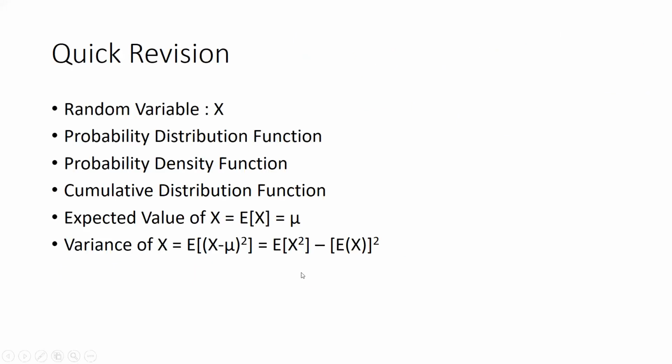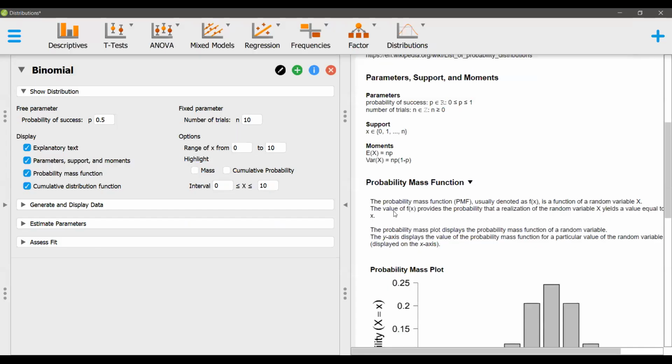So this is what we are going to use from the moment generating function. Once if we differentiate, we get the value of E of X. If we differentiate twice, we get the value of E of X square. And just doing this calculation, we can get the value of variance of X. So coming back to JASP.